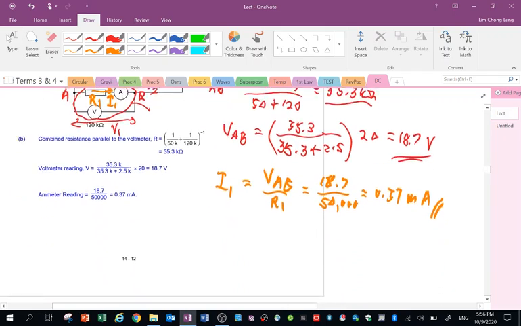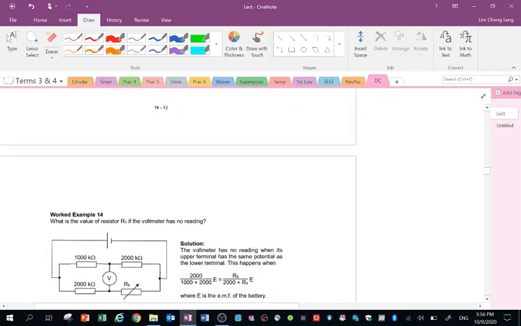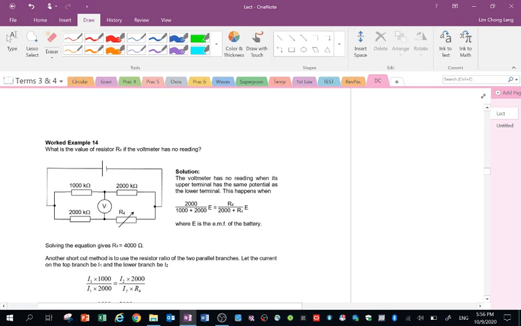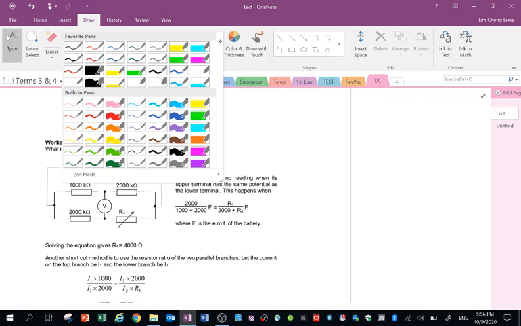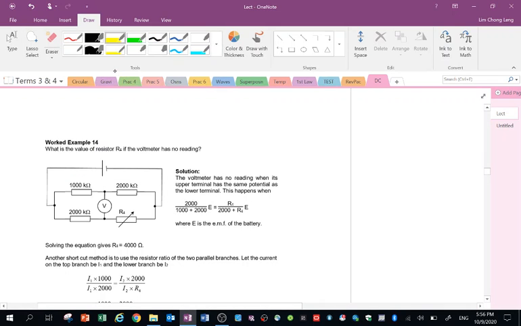So that is example 13. Let's move on to 14. Now 14 is a worked example showing you a double potential divider. What do I mean by a double potential divider? If you look very carefully, there are two loops. This is the first loop, can you see this? This is one potential divider, the first potential divider, and there's a second potential divider here.